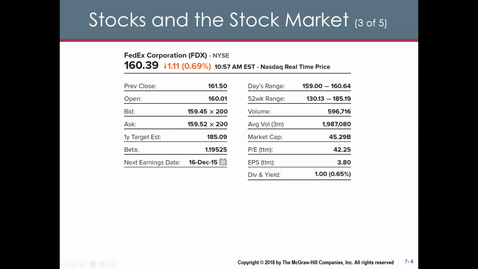Okay, and there is also the first year target estimation, and that's the estimated price by those analysts. And there is beta. We'll talk about beta in the next chapter. Beta is the correlation between the stock and the market as a whole. And there is the day range, the 52 week range, the price range, and the trading volume, and it tells you the market capitalization of this company as a whole, and there is the PE ratio, the price earning ratio, and there is EPS, which is earnings per share. The earnings per share here is 3.8, and the dividend and the yield. So last time the dividend is $1, and the yield is 0.65%.